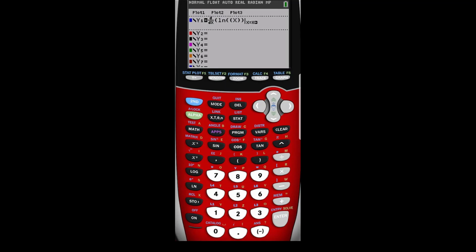And then you hit enter, and instead of hitting graph right away, I don't know what my window is like, so I push zoom 6, and that gives me my standard window. And so what this actually did is it actually graphed the derivative of ln of x for me.